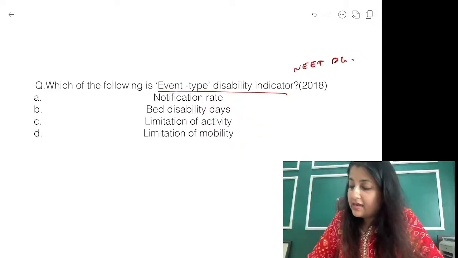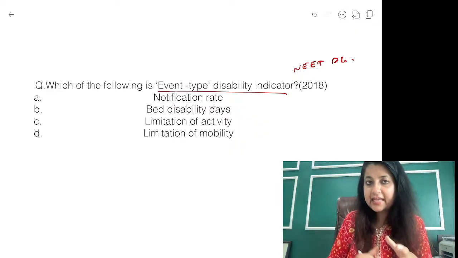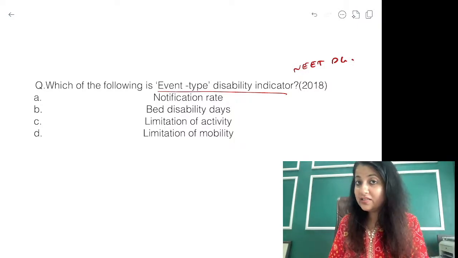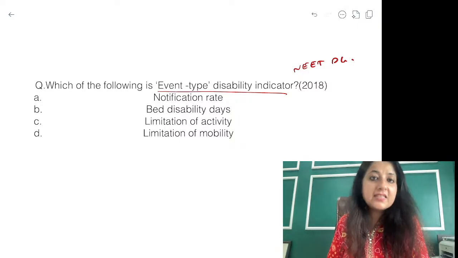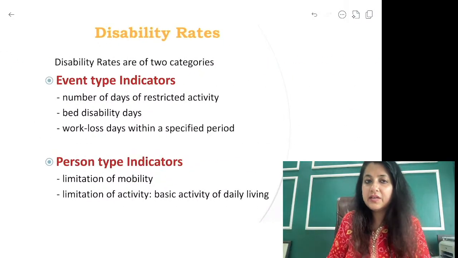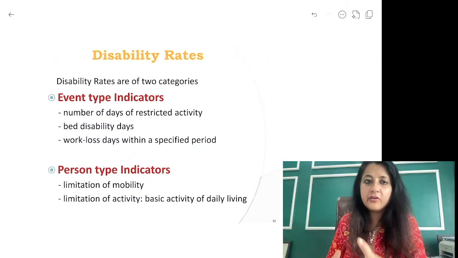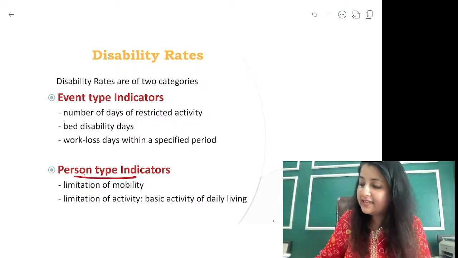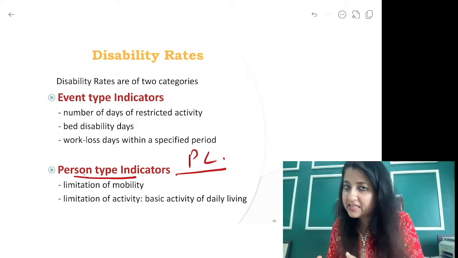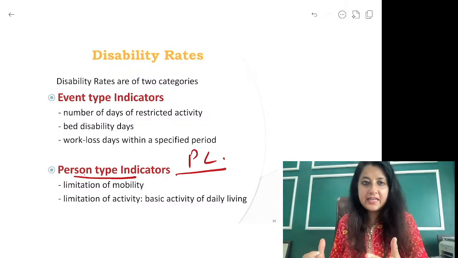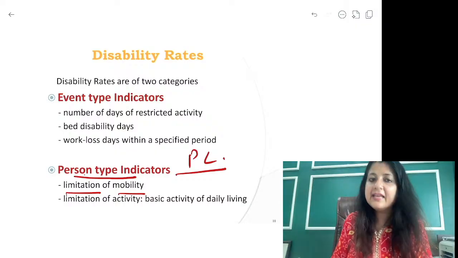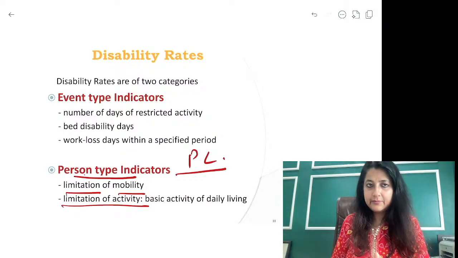One is person type, one is event type. So event type is not C, not C, not C. Person type is, remember this, let me take you to this. Can you see this? Just read this once, because I knew you might not remember this. Person type mnemonic is PL. Person has limitations, right? So person has limitation of mobility, limitation of activity.